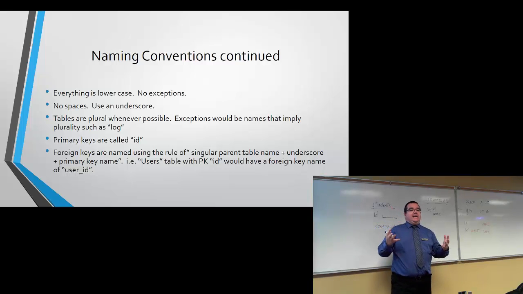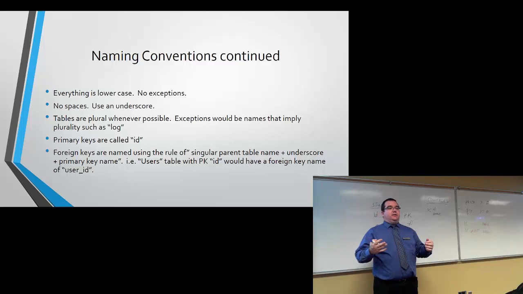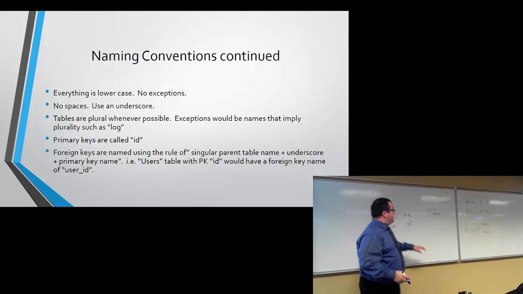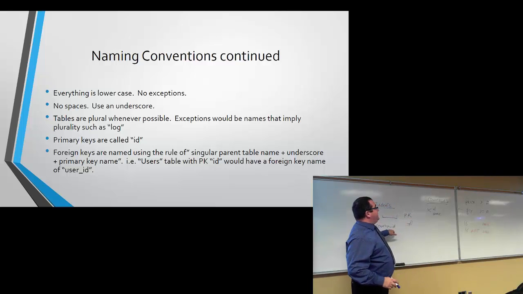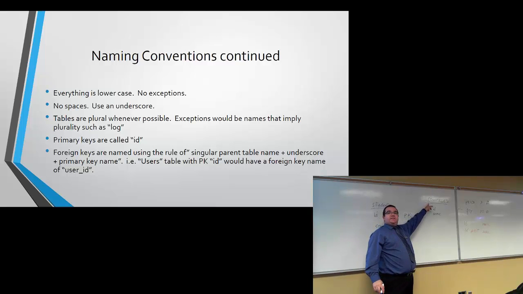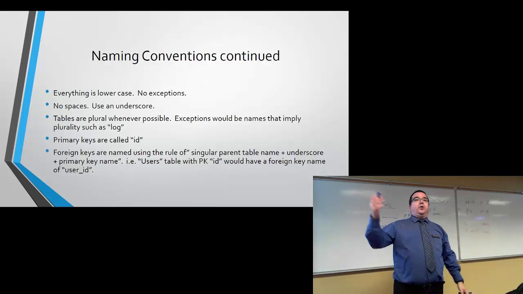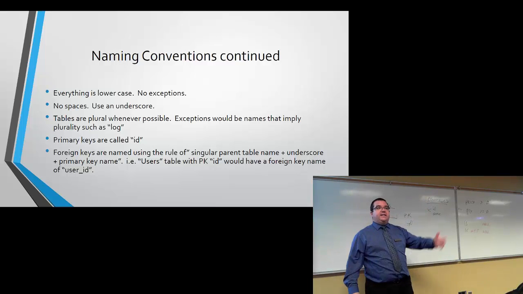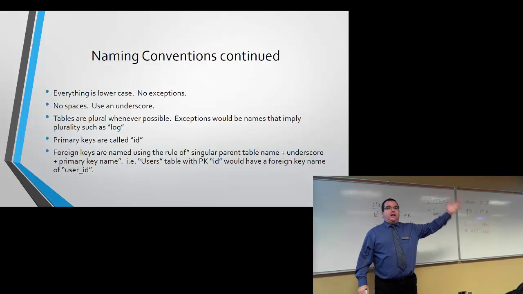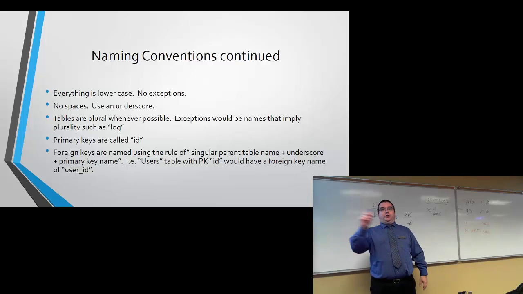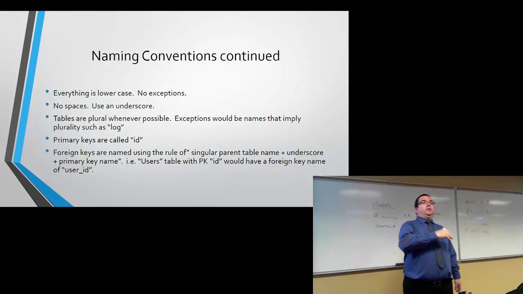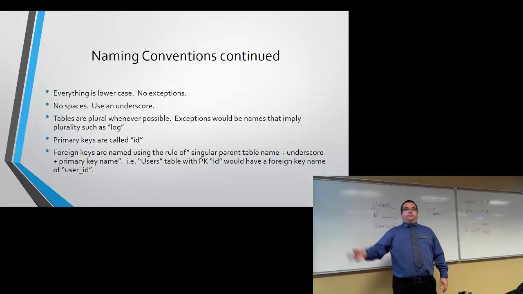So foreign key names is singular parent name. So the parent value of this is coming from countries. What's the singular of countries? Country. Underscore the name of the primary key. What's the name of the primary key? ID. Therefore, it's country underscore ID. Or users would be user underscore ID.